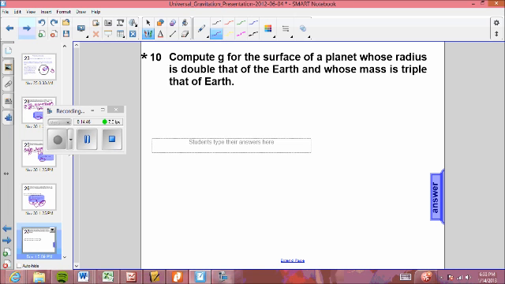And lastly, what we want to do here is compute g for the surface of a planet whose radius is double that of Earth and whose mass is triple that of Earth. So I want you to try that out. You can pause the video if you need to. Alright, and this is how to do it.